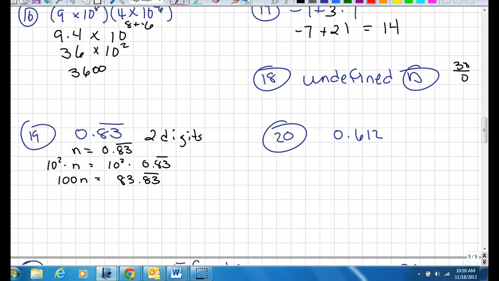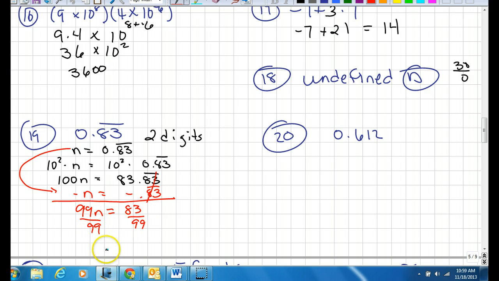But now, our algorithm says we're going to subtract the very first equation. So minus n and minus 0.83 repeating. Those 83 repeatings disappear. So we have 99n over here, and we have 83 right here. To find n, we're going to divide both sides by 99. So our final answer here is 83 divided by 99.